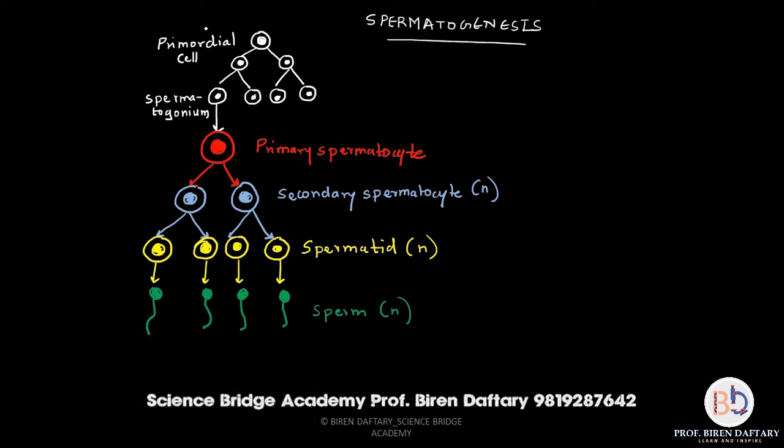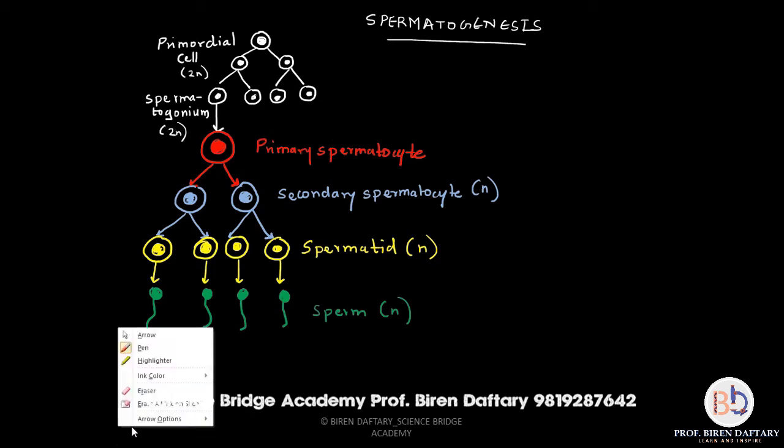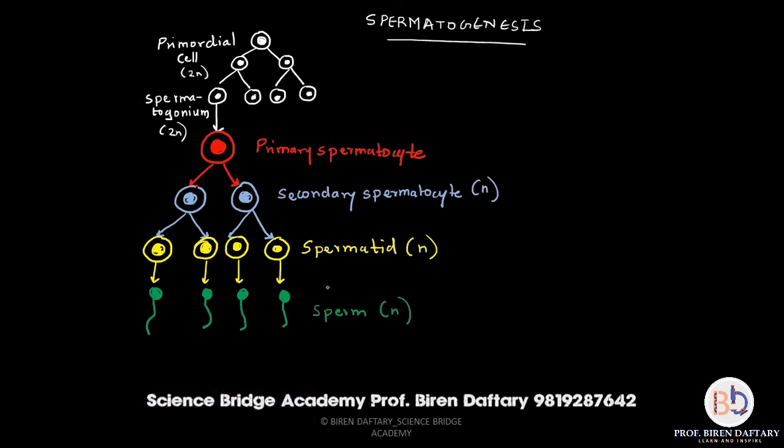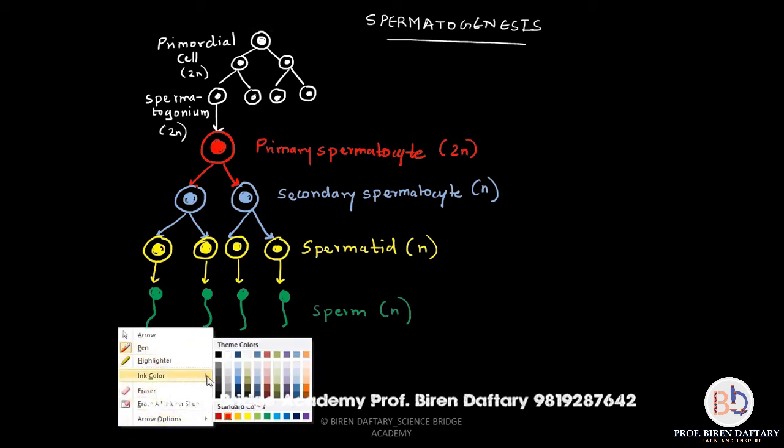Right, so we'll just write down the diploid number in primordial cell, in the spermatogonium, and also the primary spermatocyte. Okay, so that is your spermatogenesis chart, which is in the textbook. I hope you have understood. So if you have understood, I think we can just read certain information that is given in the coming slides, which will just revise whatever I have taught you.